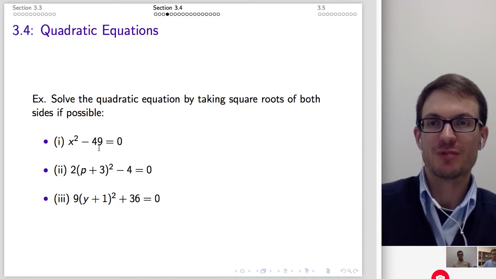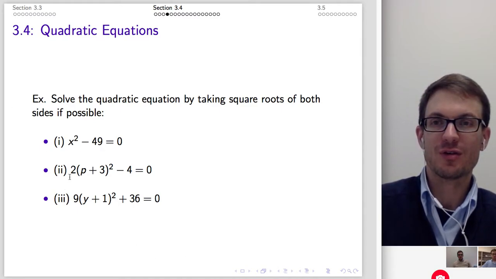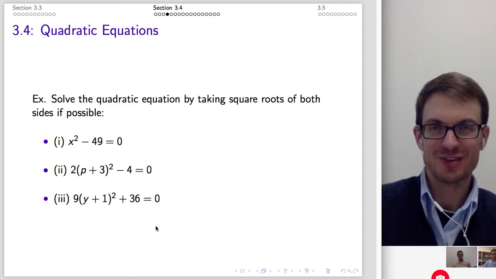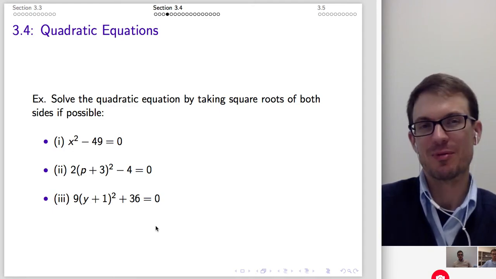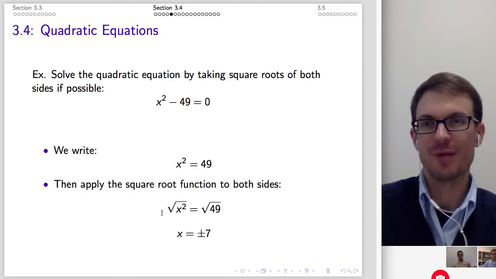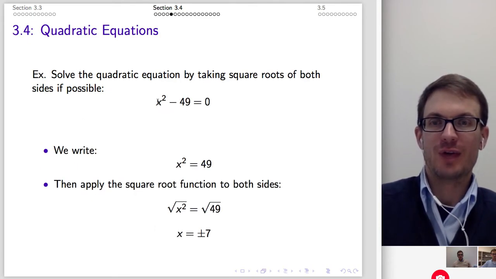Suppose we have x squared minus 49 is equal to 0. 2 times the quantity p plus 3 squared minus 4 is equal to 0. And 9 times the quantity y plus 1 squared plus 36 is equal to 0. So solve the quadratic equation by taking the square roots of both sides, if possible. So stop the video, go ahead and do this. All right, now coming back, let's move this 49 to the other side, then take the square root.